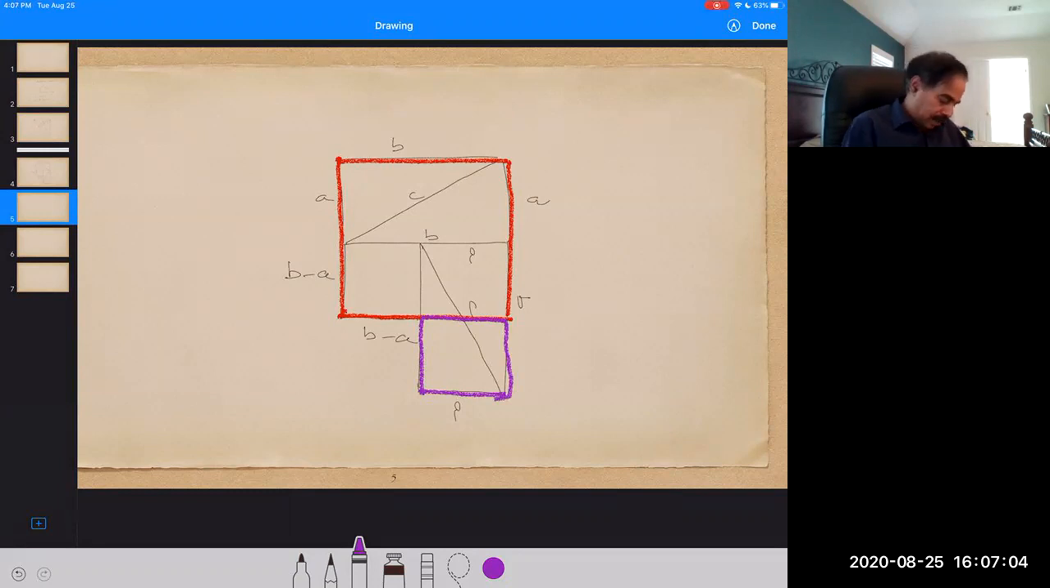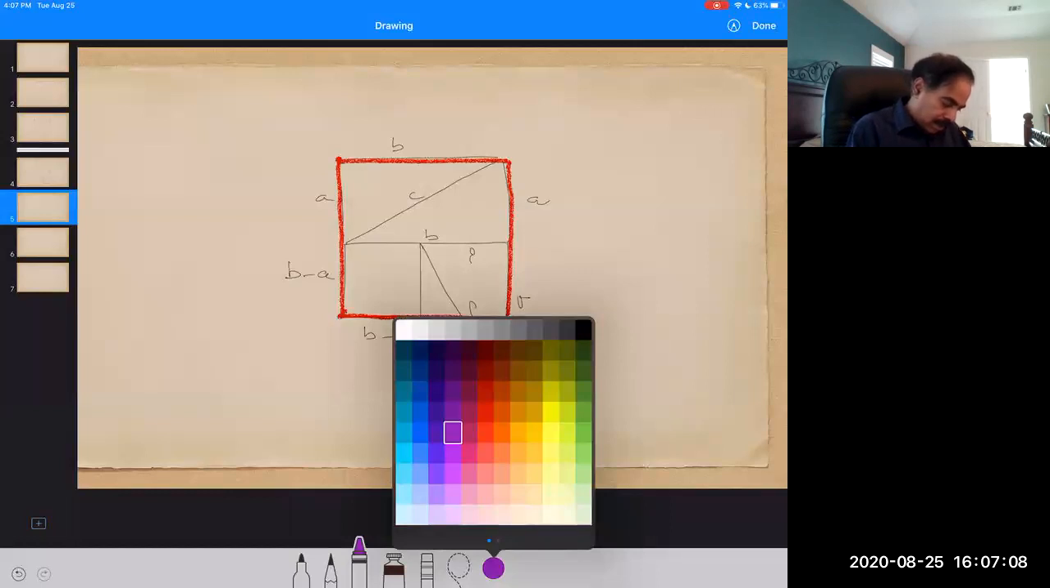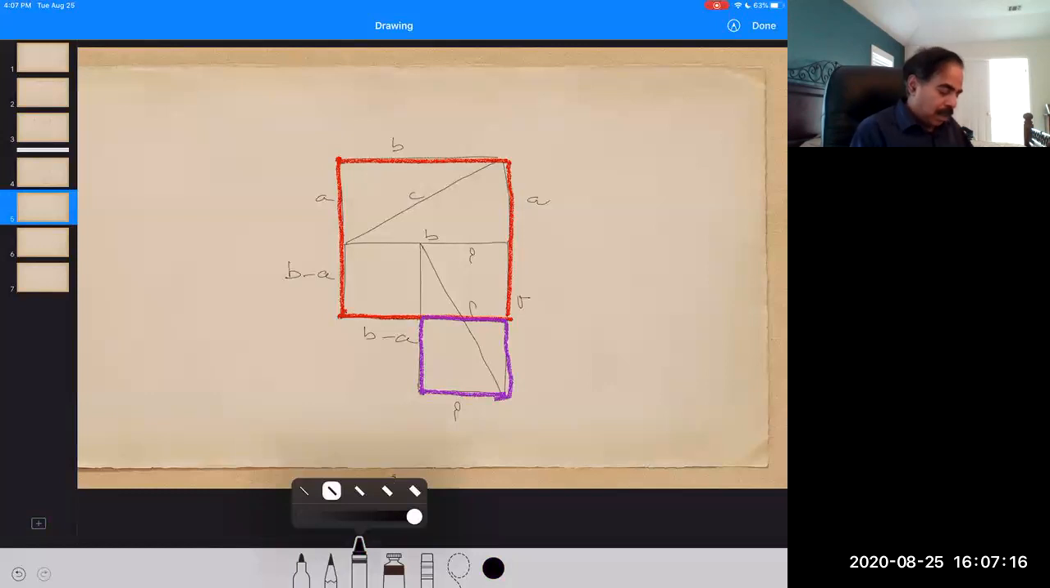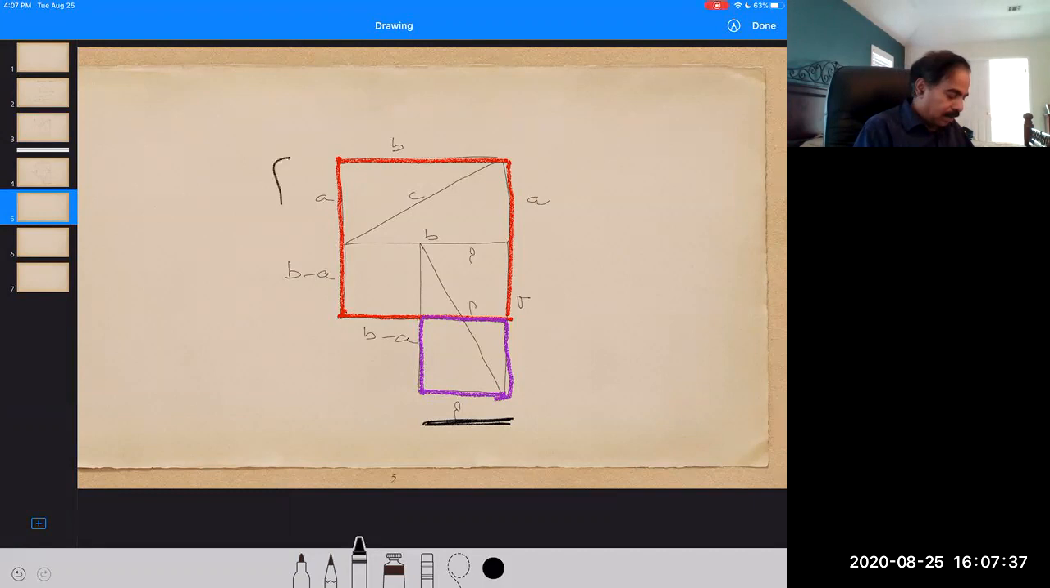So you can see that for figuring out the area of the blue square, this is A. So this side has length A, and you can see that this side is B, because this is the side of the triangle. And you can see that this is B minus A.